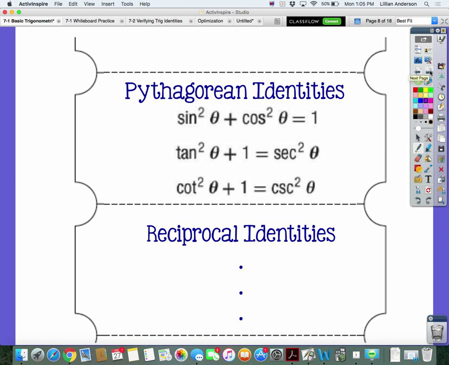All right, so going back to your foldable, write up those reciprocal identities. You need to write down these Pythagorean identities. These two you will need to know, but there is actually a shortcut to remembering the bottom two Pythagorean identities. The first one is the main one. This is the basic one. This is a squared plus b squared equals c squared. Pythagorean identities come from the Pythagorean theorem, okay?